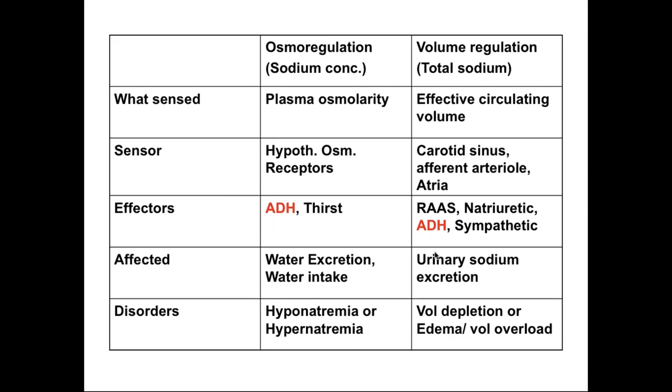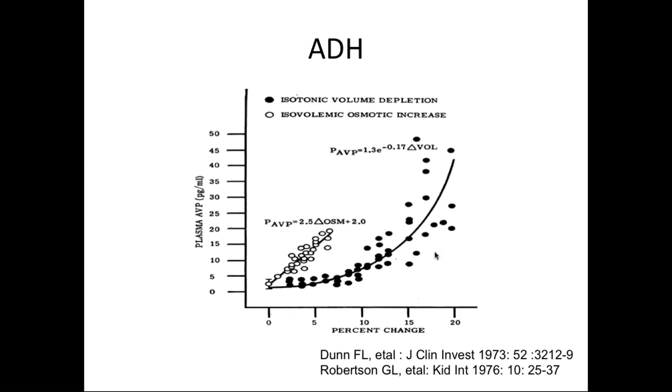The only overlap between the two is ADH, which is highlighted in red. If you look at how ADH is regulated, these white circles are isovolemic osmotic increases. When you do that, ADH goes up and down in a very linear fashion.